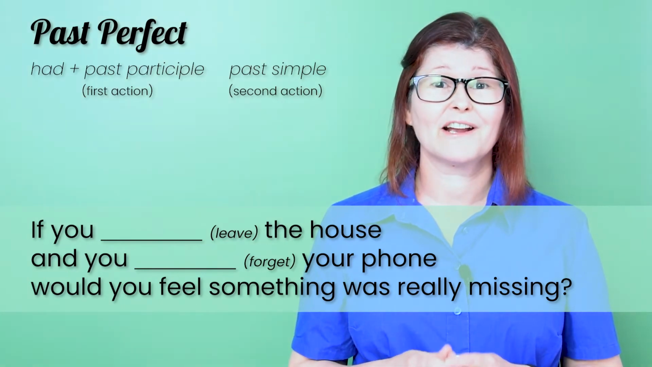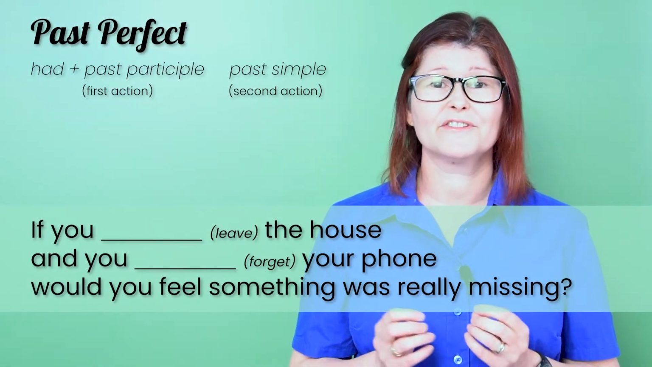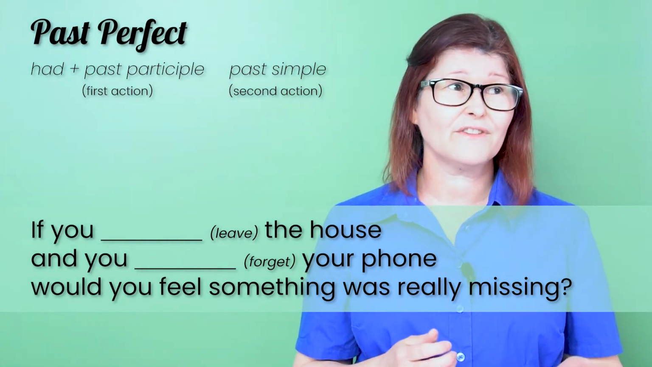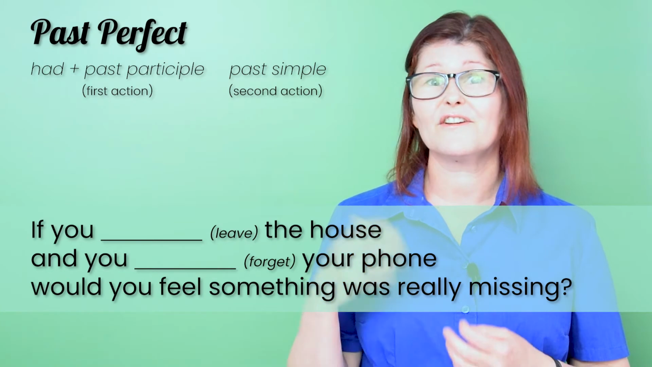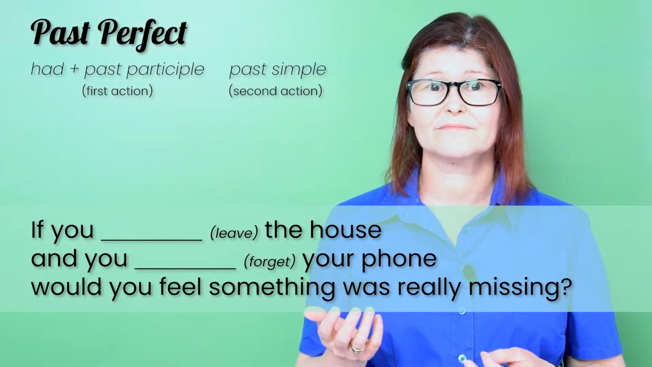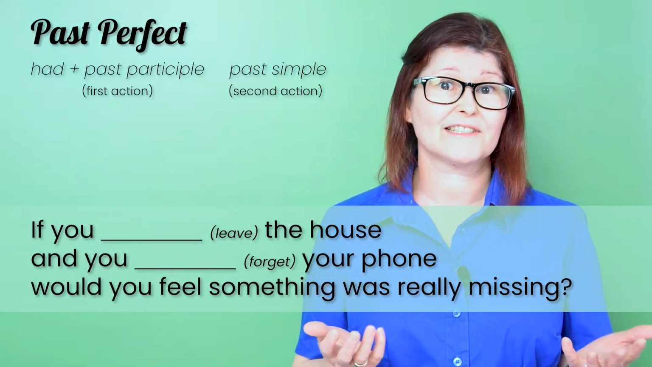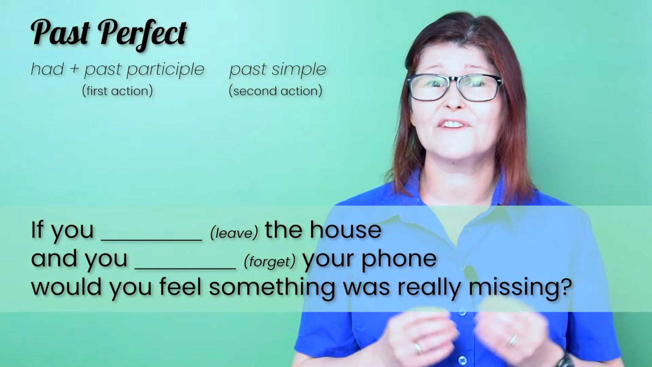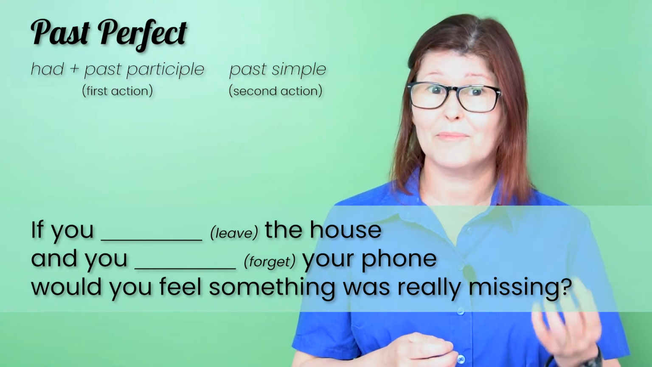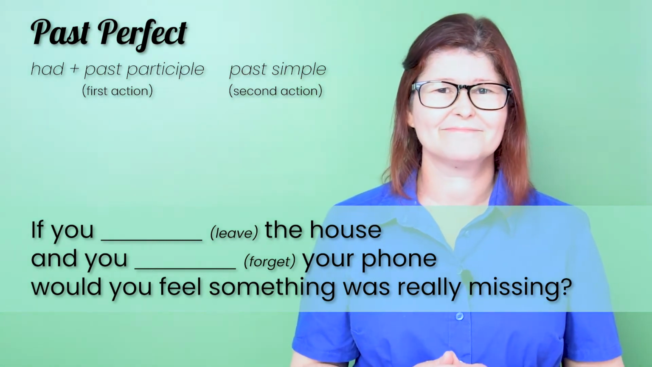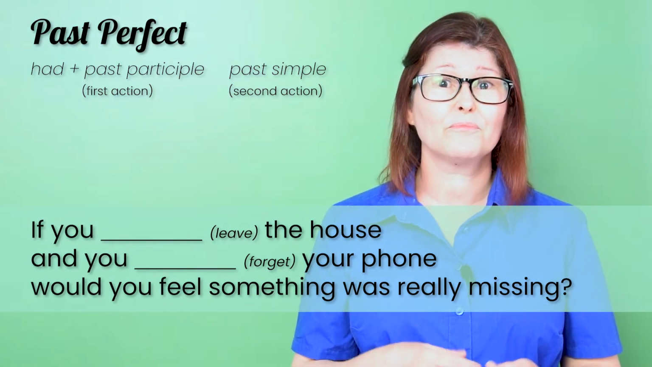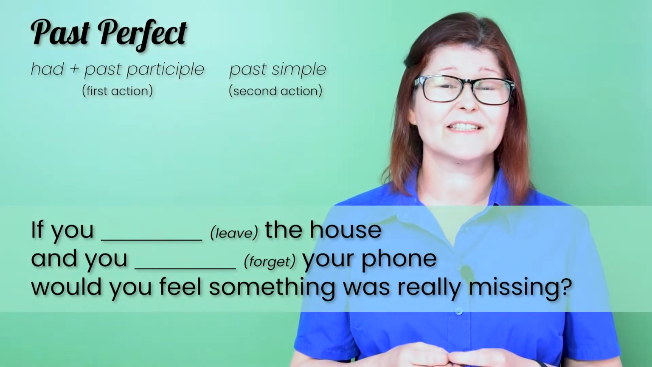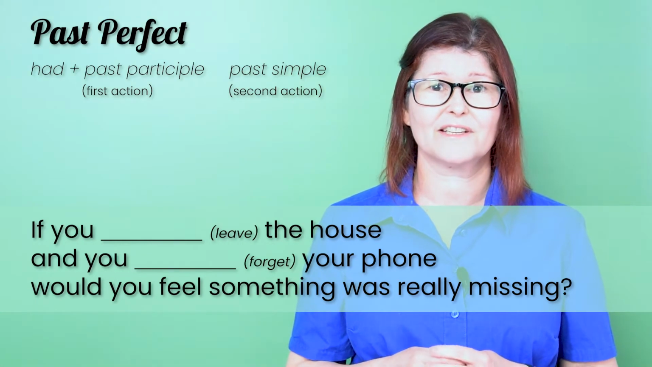We need to figure out which action happened first. The two actions are leaving the house and forgetting your phone. So which one happened first? Think about it. If you said forgetting your phone happened first, you're right. You would forget your phone before you left the house. So how do we make this into the past perfect?